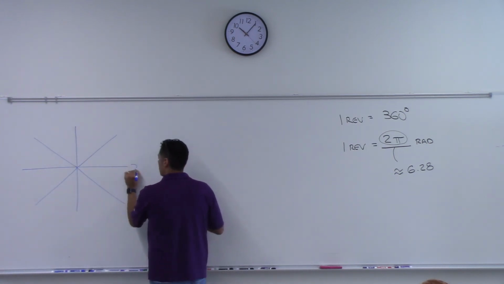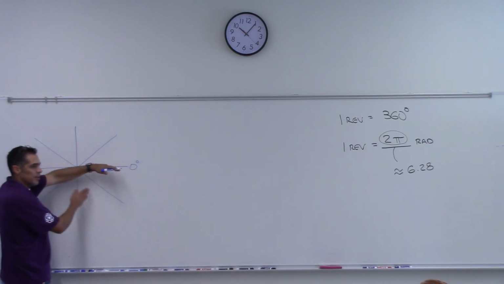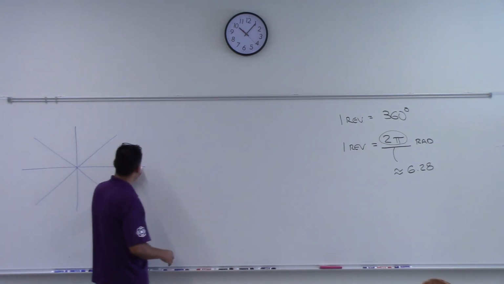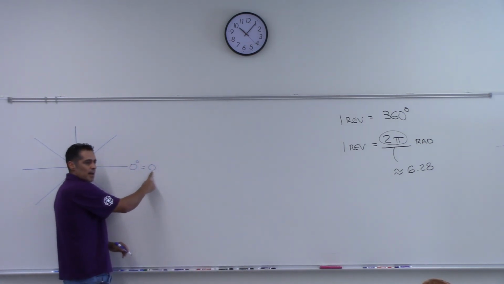So this right here is 0 degrees, right? If you just point straight out to the right, that's 0 degrees. That's also 0 radians. Now notice I'm not putting anything here. I'm not putting rad. You need to understand I mean radians here. 0 degrees is equal to 0 radians.